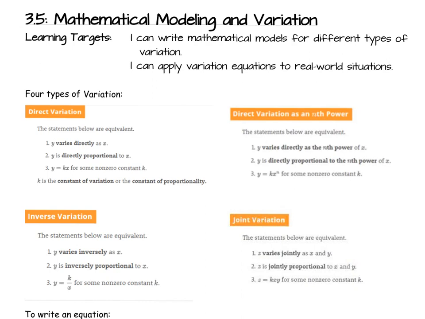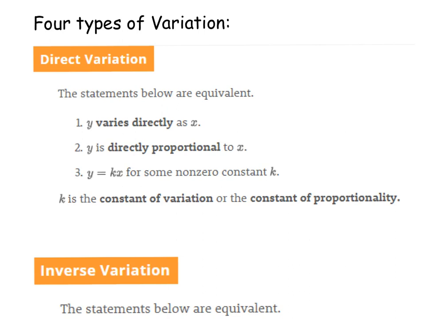Our final lesson in Chapter 3 and of the semester is 3.5, Mathematical Modeling and Variation. We're going to look at 4 types of variation, which are different equations that model things in a different way. We'll take a look at how they compare to each other and how to write their equations from given application problems. The first type of variation we'll look at is the most common one, direct variation.